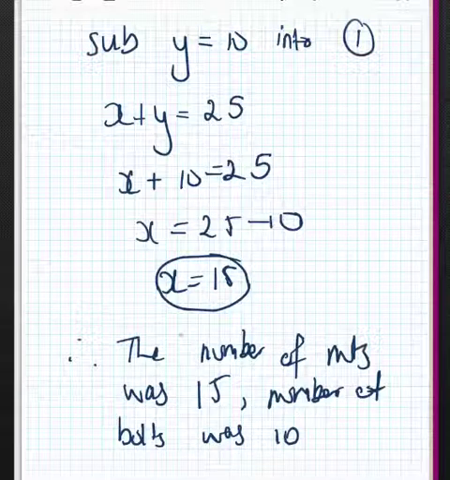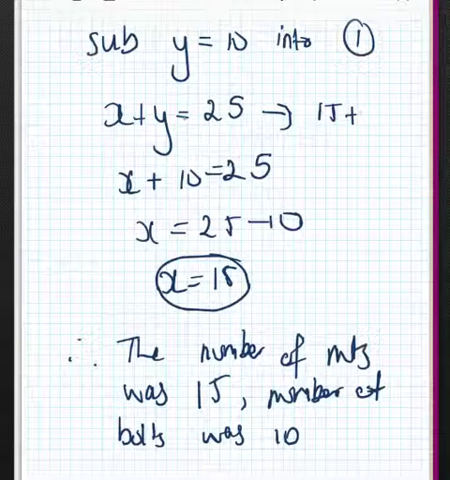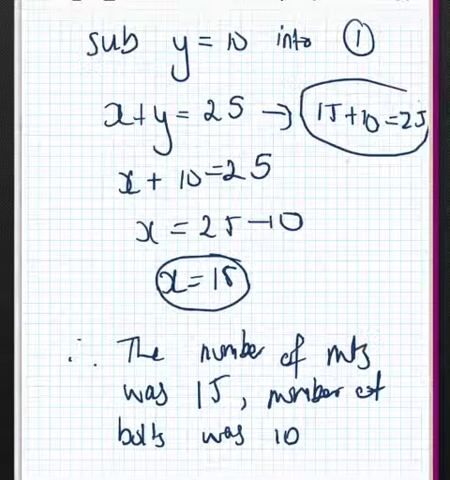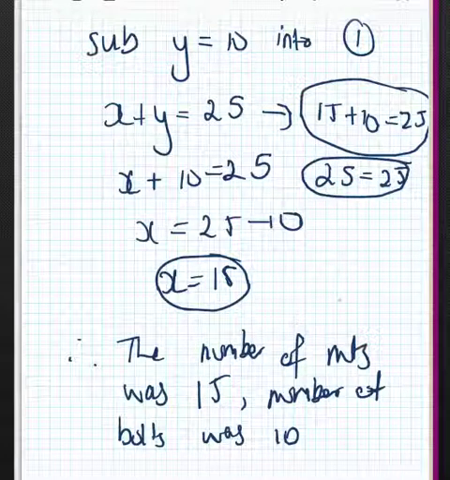Now, of course, you can check your results. So if x is 15 and y is 10, put it in the equation here. I'll just do it up here. If x is 15 plus y, which is 10, do both sides equal 25? What's 15 plus 10? We end up with 25 equals 25. Always do that quick check. So yes, we have the correct answer.